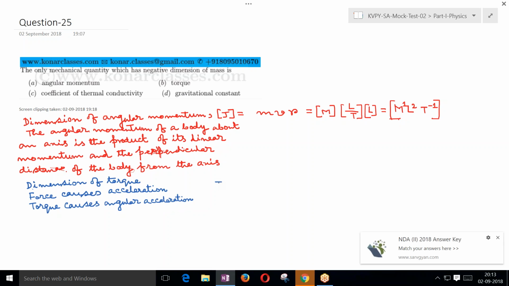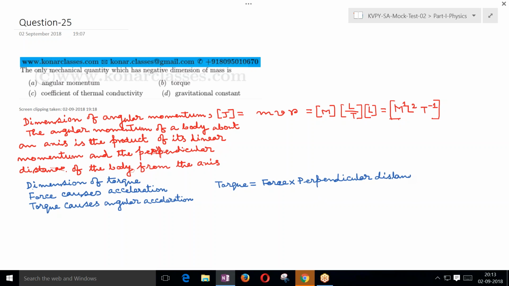Now, from the fundamental definition of torque, torque is equal to force into the perpendicular distance. Force you all know, it is mass into acceleration. Mass is M and acceleration is L t to the power minus 2. And this into perpendicular distance, which is L. So it will become M power 1, L power 2 and t power minus 2. So this is the dimension of torque.